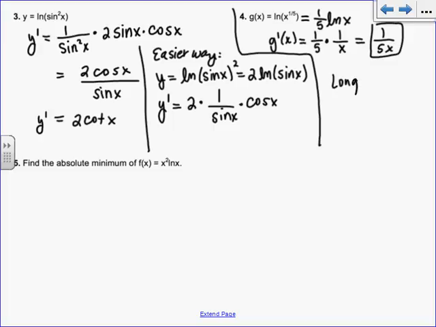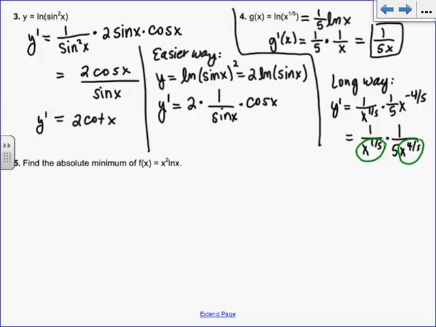Now if you had done the long way, it would still work out to be 1 over 5x. It would just be a little bit messier. So you would have y prime equals 1 over x to the 1/5, and then you would need to multiply by the derivative of x to the 1/5, which is 1/5 x to the negative 4/5. So you'd have 1 over x to the 1/5 times 1 over 5 x to the 4/5. And if you notice x to the 1/5 and x to the 4/5, if you add their powers, you get x to the 1, right? So it works out the same. You end up getting 1 over 5x. Okay, so it works.